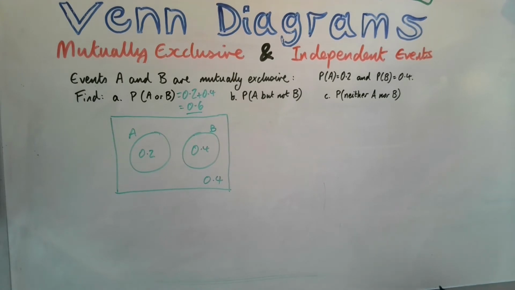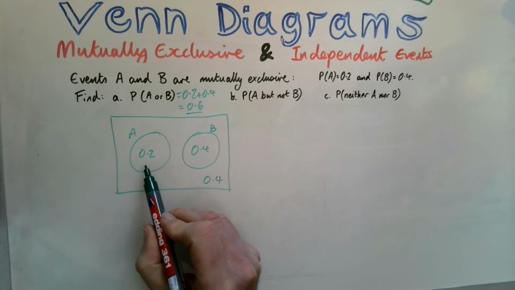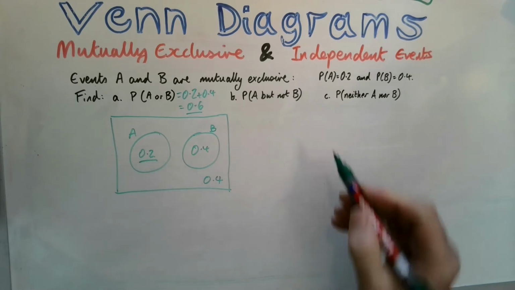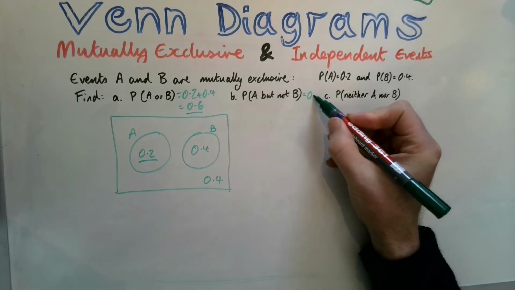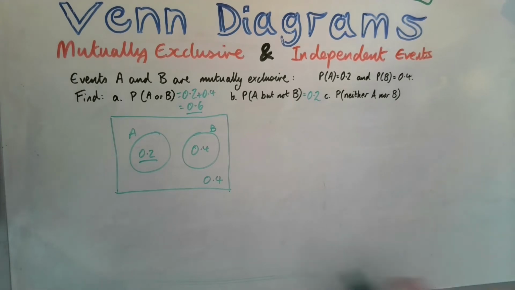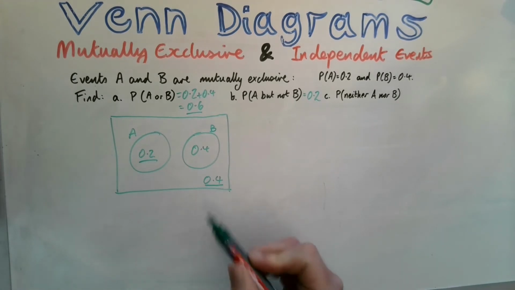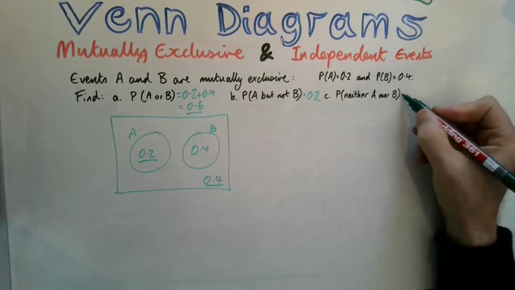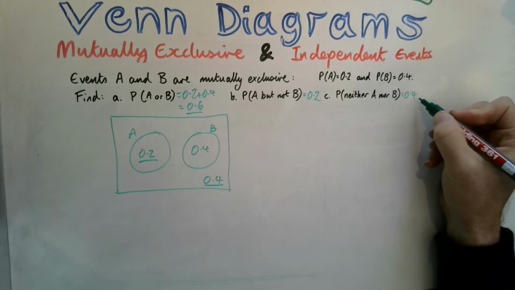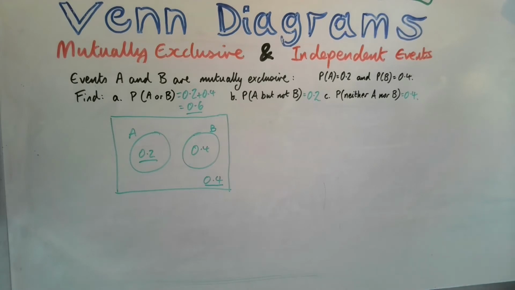Probability of A but not B, well, if it's A, it's not going to be B anyway, it's just going to be the probability of A. And the probability that it's neither A nor B is going to be what's outside of the loops, so it's 0.4. And that's that one. Here comes another.